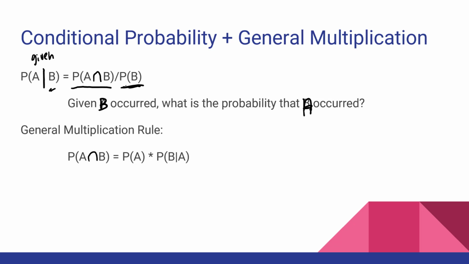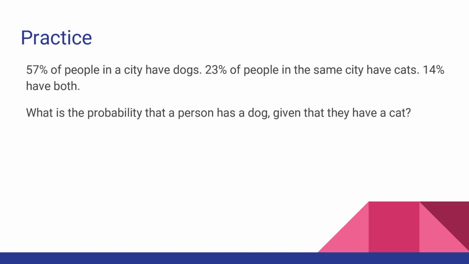Using that, we also have a general multiplication rule, which is derived from this formula. You just have to rearrange your terms around. So we get the probability of A and B occurring is equal to the probability of A times the probability of B given A.